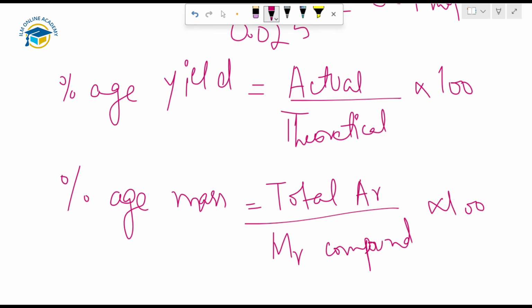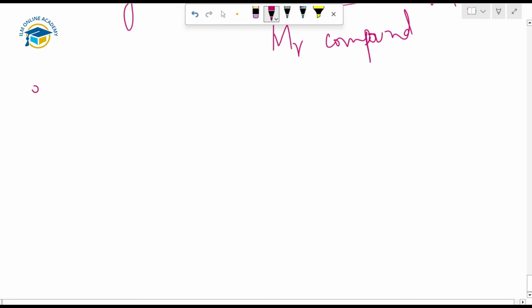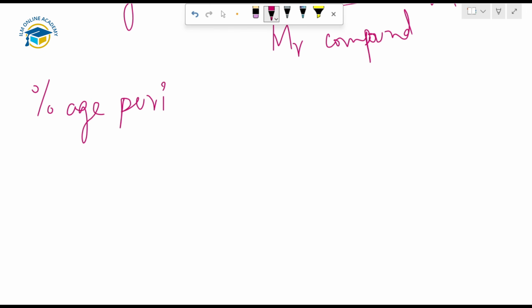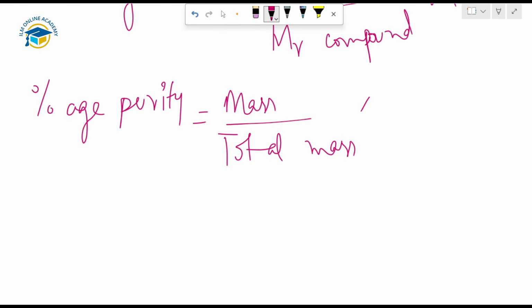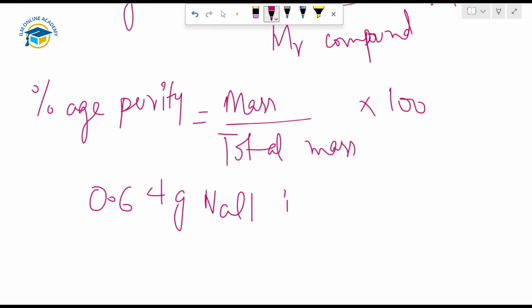The next topic is percentage purity. The formula is: mass of the pure substance divided by the total mass, multiplied by 100. This is how you can easily find the percentage purity of a substance. It is possible you will need to calculate the mass from the moles first. For example, a solution of sodium chloride contains 0.64 grams of NaCl, which is present in 100 grams of water.